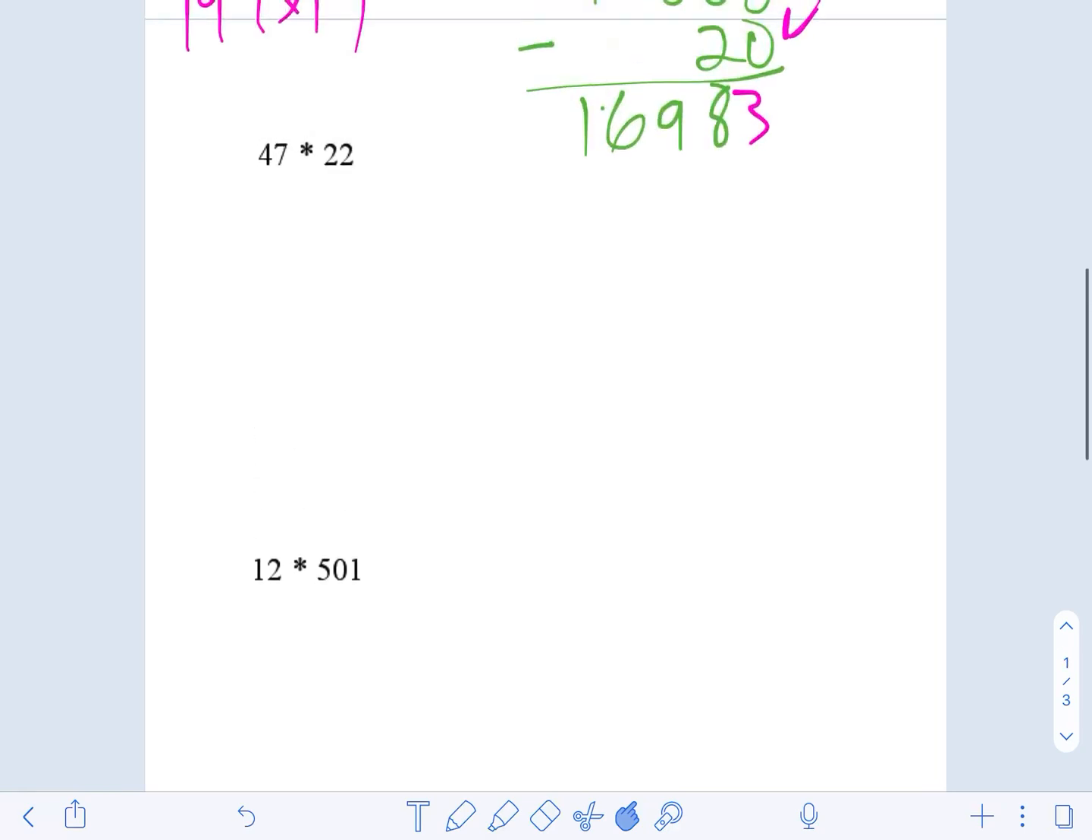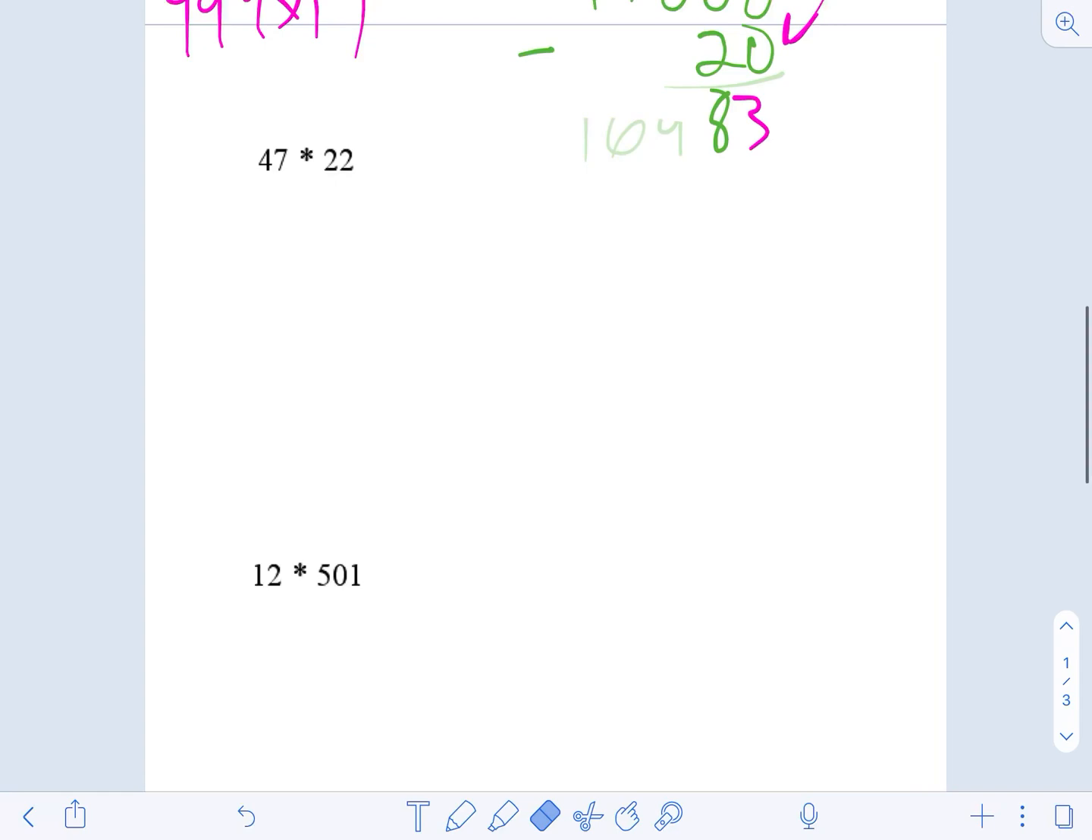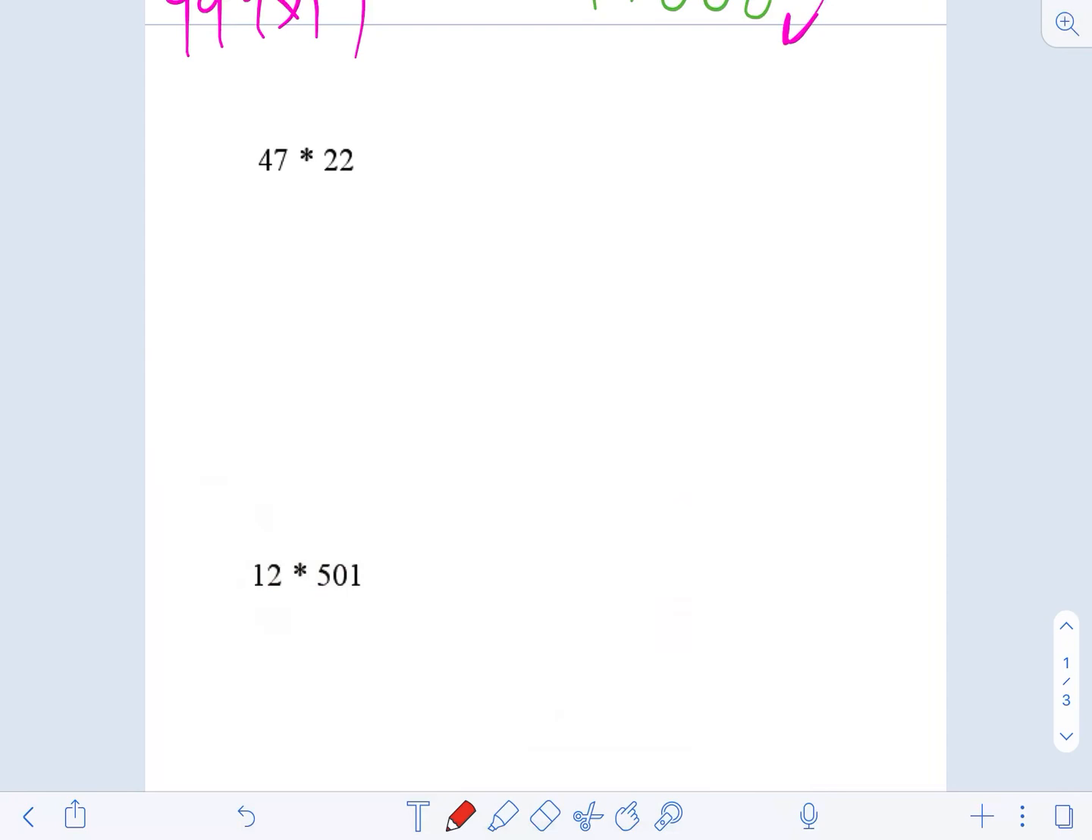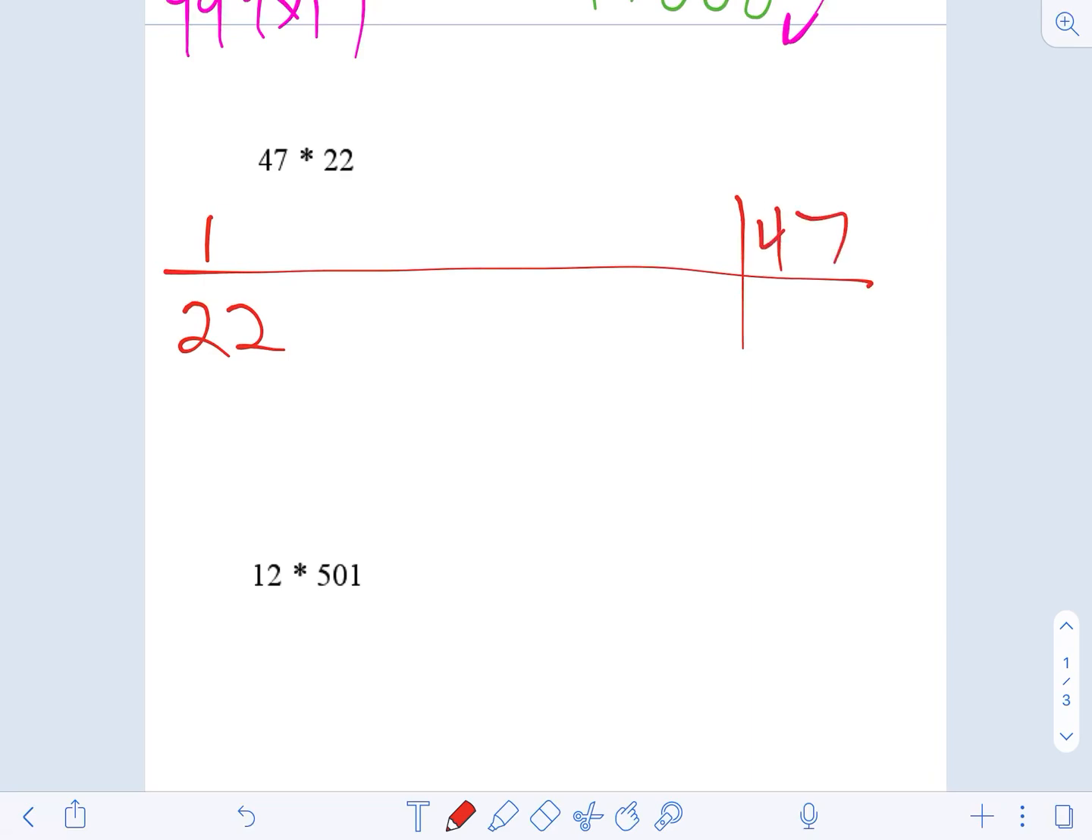Okay. So let's see here. 47 times 22. So there's a lot of different ways you can do this, okay? I want to show you ratio table, but you could totally chunk it, you could stack it, you could lattice it. You have lots of great ways to do it. So let's look. Let's say we have, okay, let's start with this. What if we have 1 22 and we need to know 47 22s?